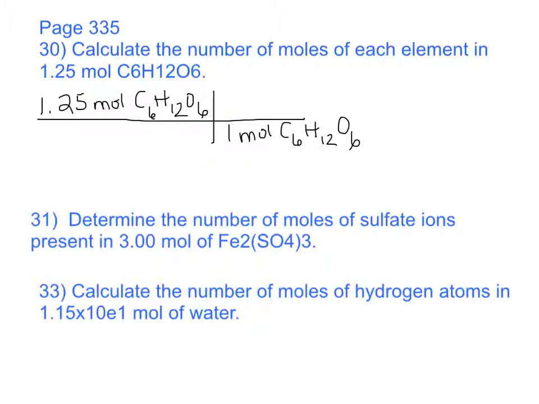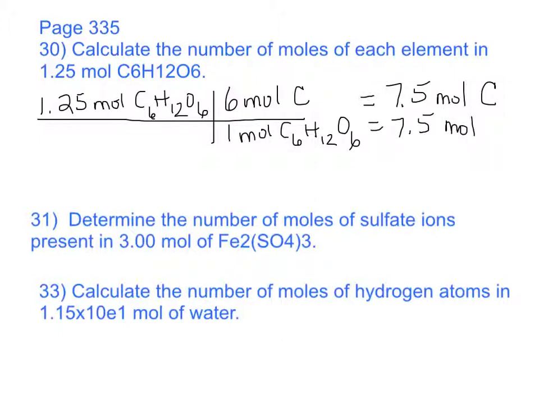In the top, we want to know how many moles of each element. So let's start with the carbon, and we would say there are 6 moles of carbon here. And so if we do our math, we will end up with 7.5 moles of carbon. Now, since the subscript for the oxygen is the same as the subscript for the carbon, you would also have 7.5 moles of oxygen.